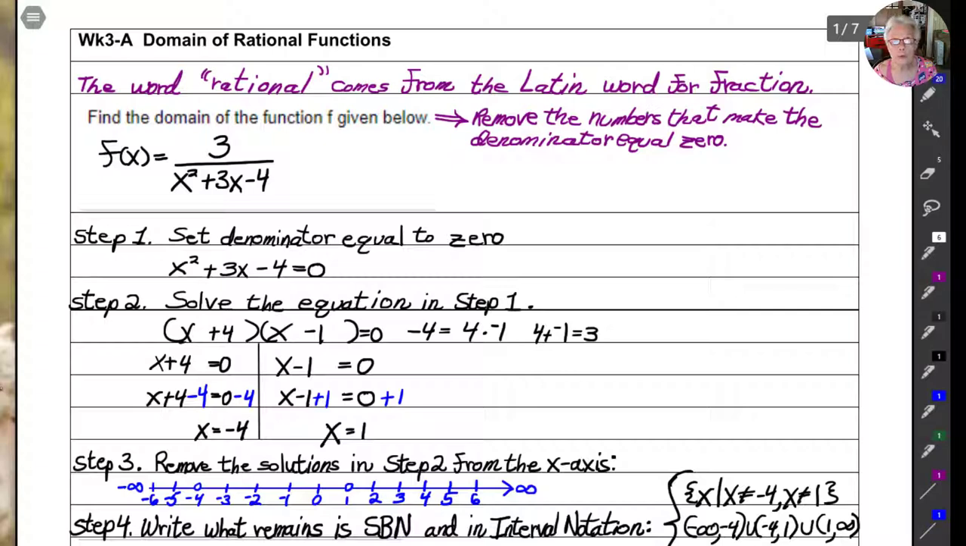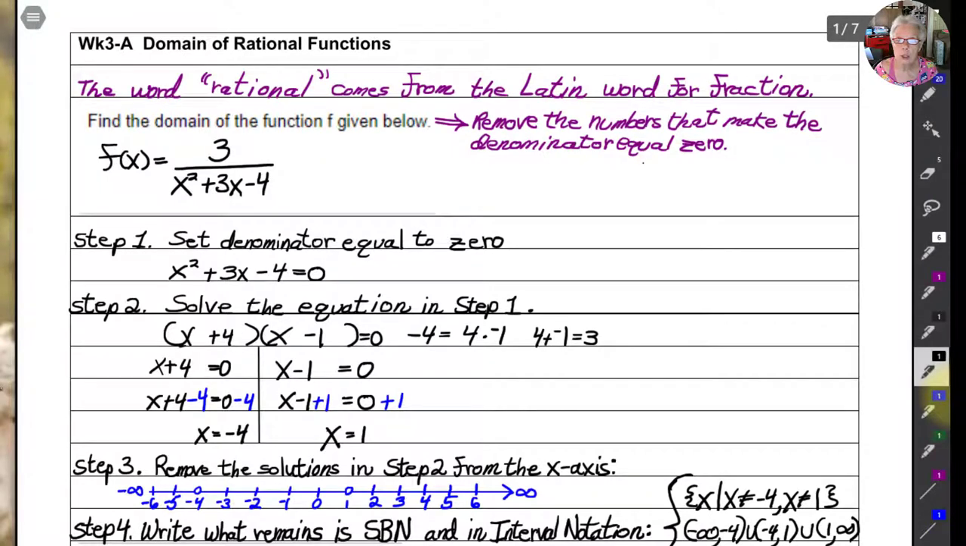That is, we're going to remove the numbers that make it undefined. Let's see what makes a fraction undefined. Let's take a fraction like 2/3. There's nothing wrong with that fraction. It's a good fraction. But what about 2/0? This is a very bad fraction. This fraction is undefined. Totally. So, we have to prevent that from happening at all cost.